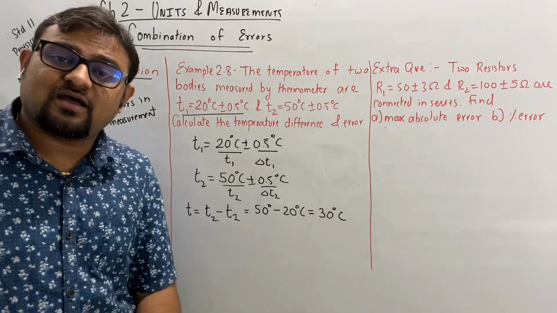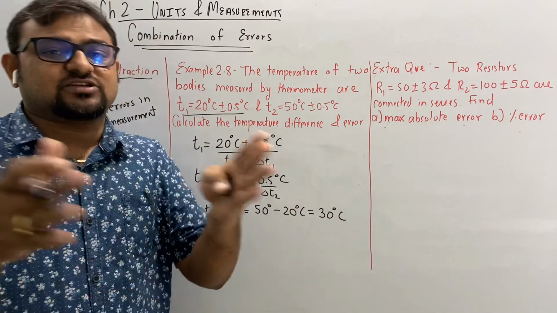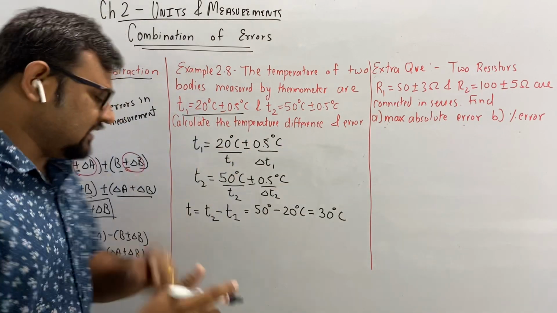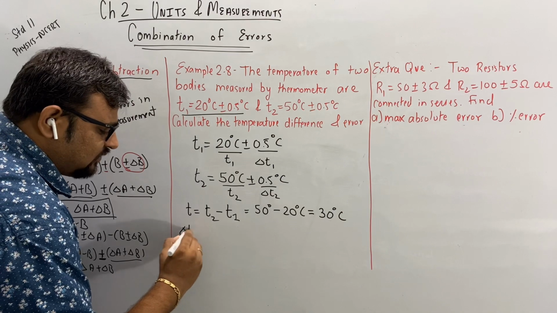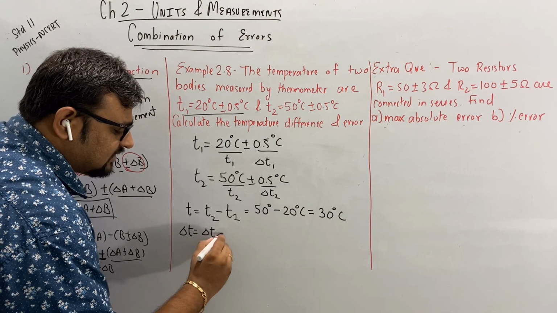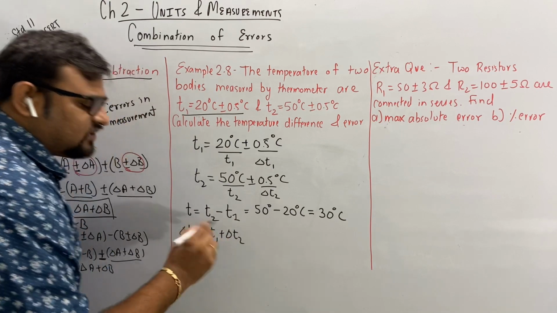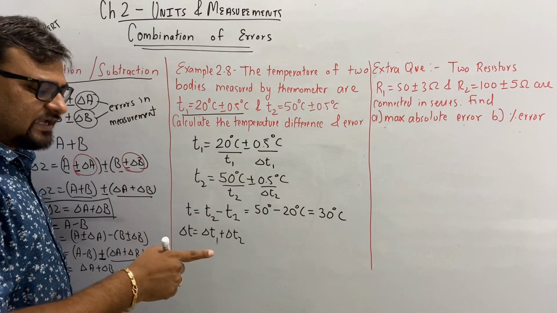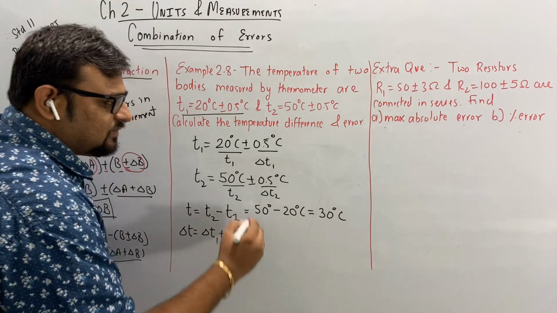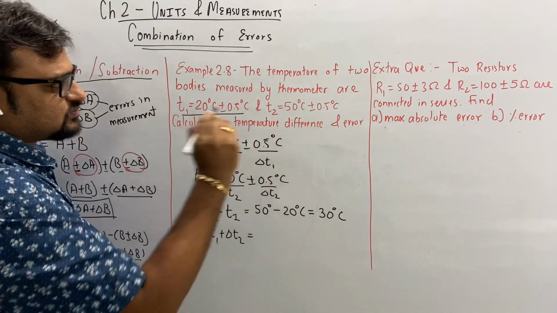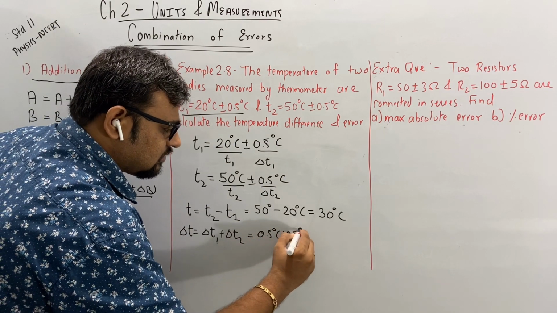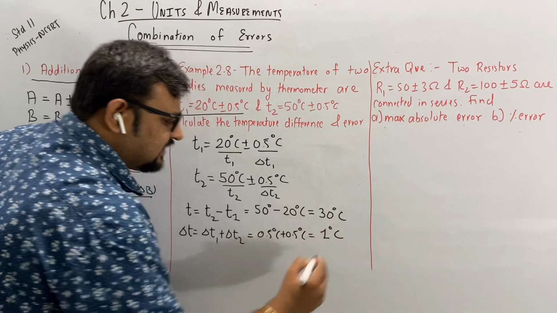What is the formula? Wherever there is addition or subtraction, the error is delta A plus delta B. So here delta T will be delta T1 plus delta T2. Whatever the formula, whether it is addition or subtraction, for maximum error you have to add. So this will be 0.5 plus 0.5, which is equal to 1 degree Celsius.